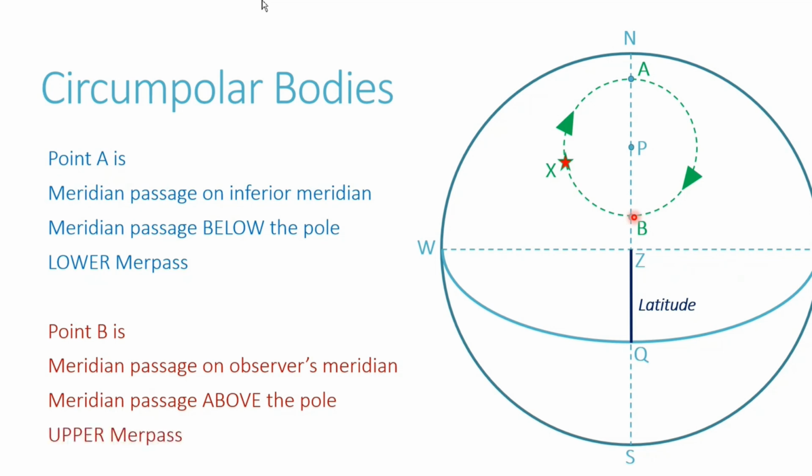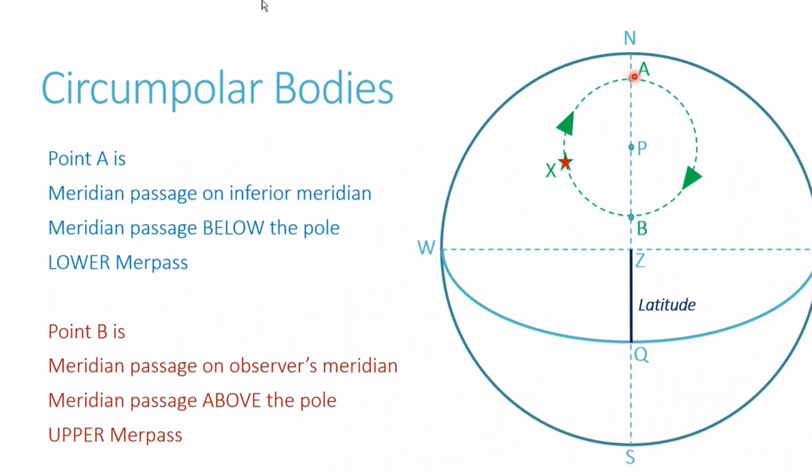It is also known as upper marpass or upper meridian passage, because at point B the body is above the pole. It is at an upper location than the pole. So, upper marpass and lower marpass. Upper marpass, or meridian passage above the pole, is on the observer's meridian. Lower marpass, or meridian passage below the pole, is on the observer's inferior meridian.